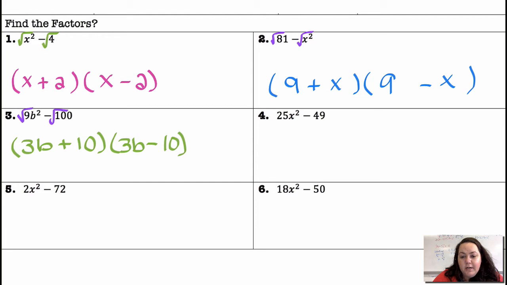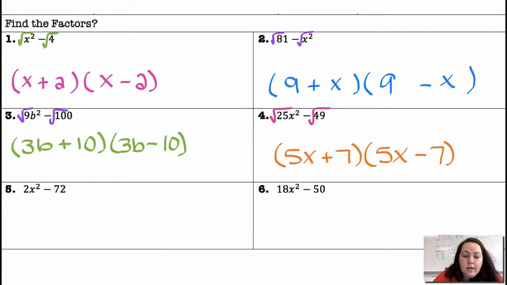25x squared minus 49. I'm going to take the square root of both terms. The square root of 25 is 5, the square root of x squared is x, and the square root of 49 is 7. Remember square roots: 7 times 7 makes 49, 5 times 5 makes 25, x times x makes x squared. So we're just working backwards. We're going to have 5x plus 7 and 5x minus 7.